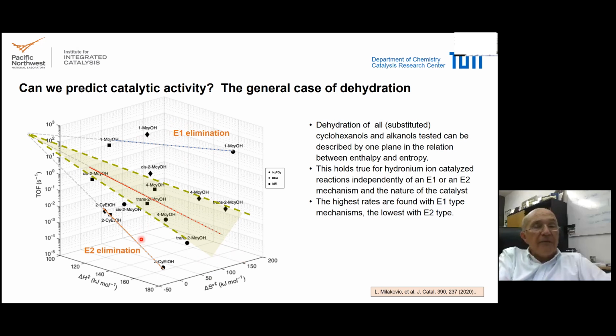So having such a plane allows you now to take an unknown alcohol and estimate, given where its E1 elimination is or where the catalytic property is, how its temperature dependence and how its entropy is going to be in such a complex relation.